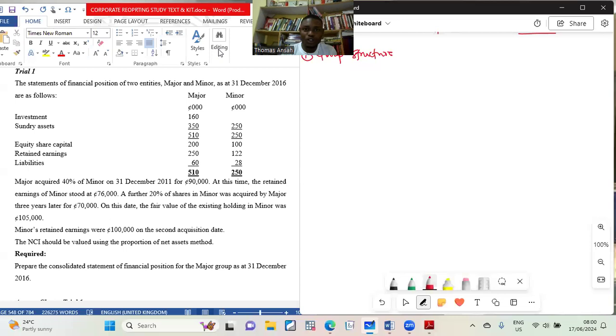So let me make sure my screen is shared. All right. So what do we have? We have major and we have who? Minor. So that is what we have. Be careful about the date. When are we doing this? We are doing this when control is achieved. And when was control achieved? 3 years later. That is what the question said. So please take note of that.